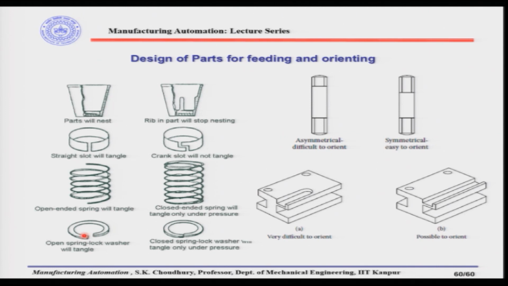Look at this example here. This is asymmetrical. Here there is a stud. This stud has one end with a thread which is smaller than the thread at the other end. In this case, this is the ideal orientation that we want, but if the part is coming in the other orientation, there will be no feature here, so that it can be reoriented.